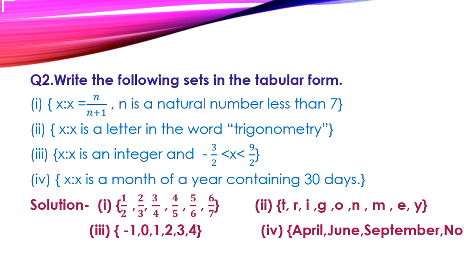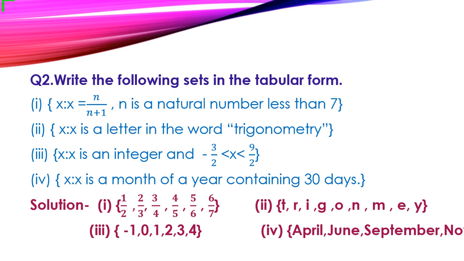The answer is given as half, 2 by 3, 3 by 4, 4 by 5, 5 by 6, 6 by 7. Now let me explain this answer. If we put the values of n as the natural numbers less than 7, we will get this answer. Now we all know which are the natural numbers less than 7. These are 1, 2, 3, 4, 5 and 6. There are 6 natural numbers which are less than 7.